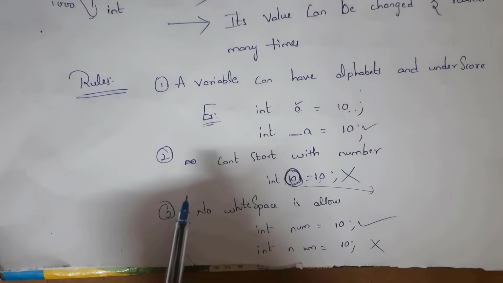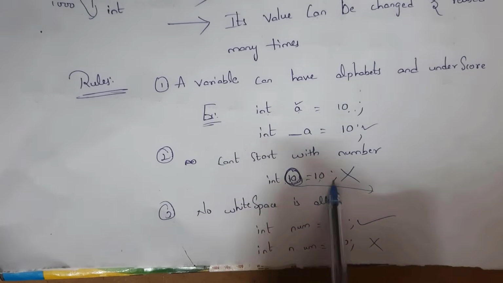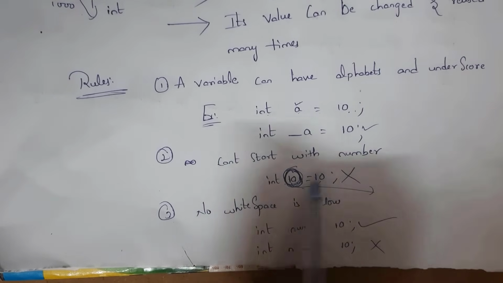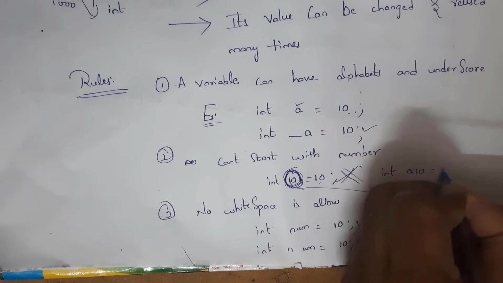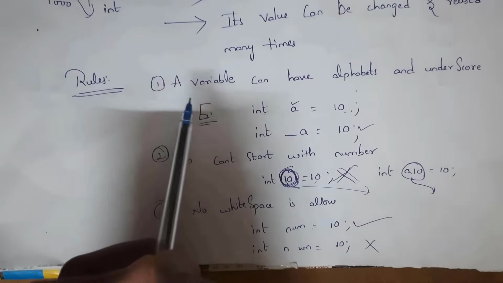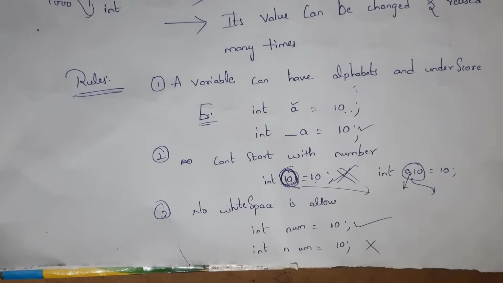The second rule is we cannot start a variable name with a number. For example, here I wrote int 10 equal to 10. This 10 is a number. So you should never start a variable with a number. Whenever you write like this, you will get error. You can write like this: int a10 equal to 10. You can write like this because as per rule we must start declaring a variable with an alphabet. So here I am starting the variable with an alphabet, or you can also start with underscore.